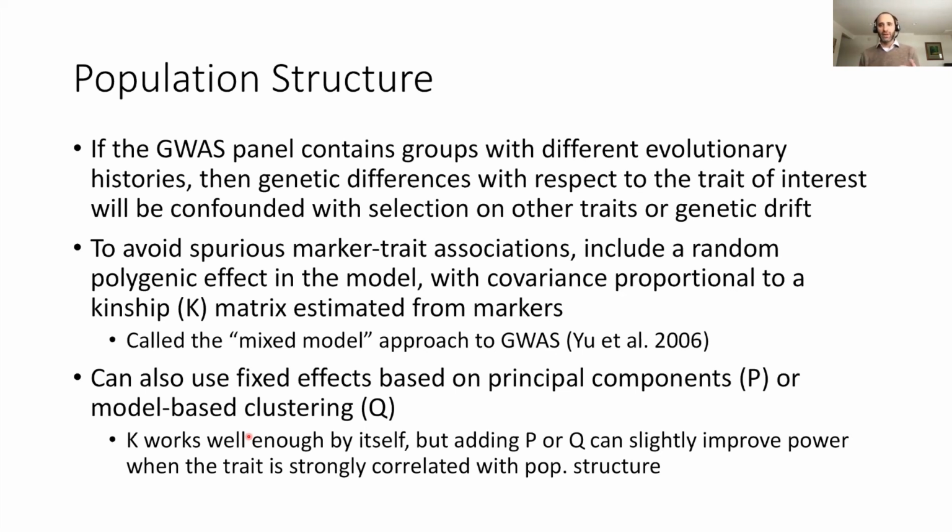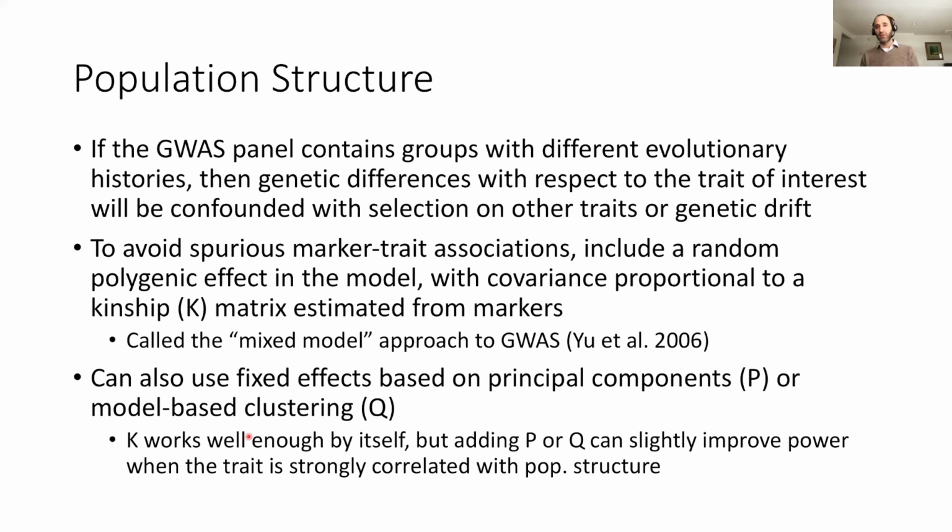Now, before that and afterwards, you still have this other idea that you can use fixed effects based on principal component analysis or a model-based clustering algorithm. And of course, the most popular one is the software that is called Structure in capital letters. These analyses produce covariates that you can use, and those work, but they generally don't work as well as K. So K would always be your first approach.